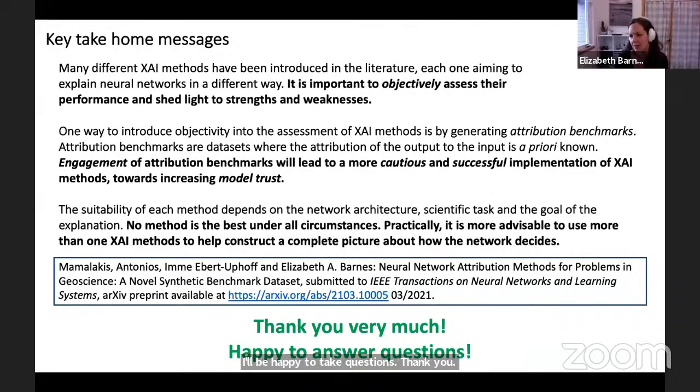Thank you, Antonius. All right, so you've got a few questions here. So the first one, can you define what precisely counts as success for attribution?